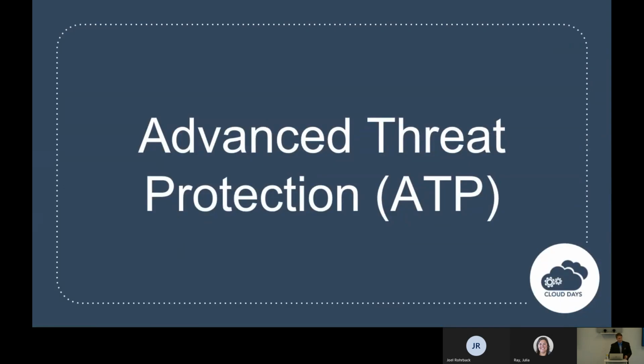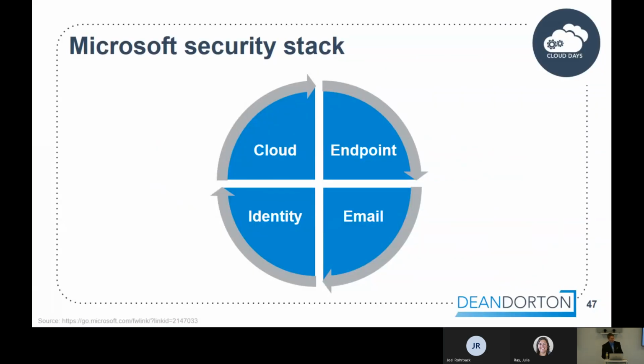Okay, we'll move on to advanced threat protection. So with advanced threat protection, if you look at Microsoft's security stack, it really consists of 4 different components. And those components are, they want to help you protect your cloud environment, your endpoints, your identities, and your email.